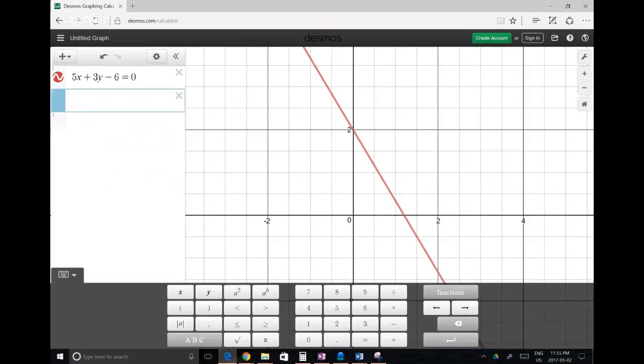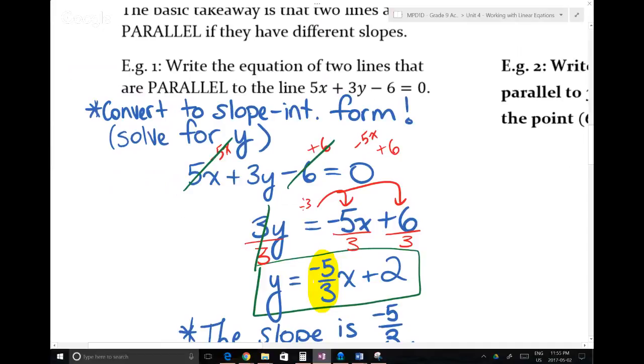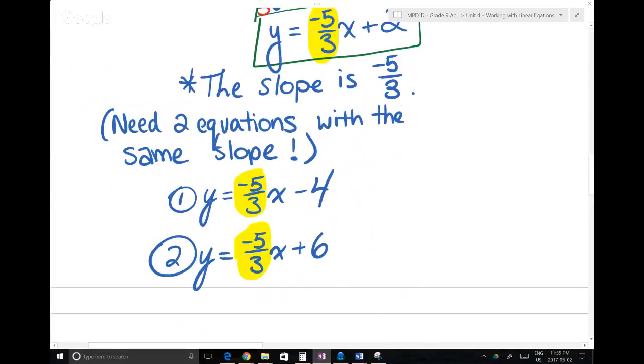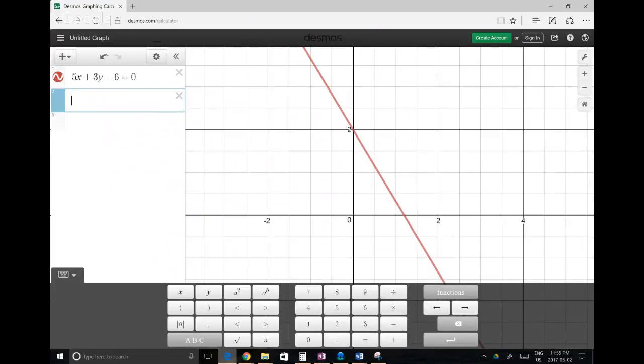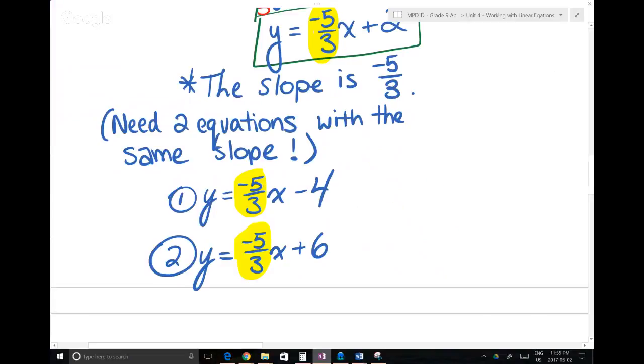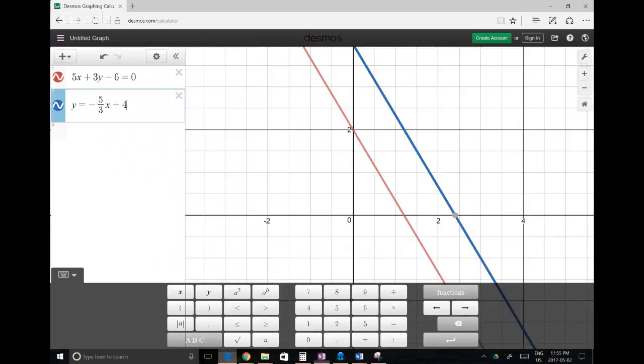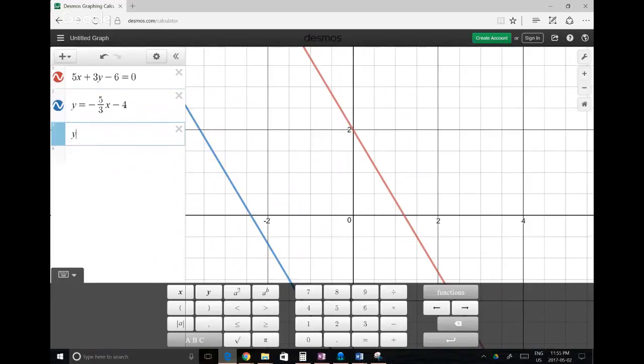And then I should be able to put my two new lines on there, and they should be parallel. So y equals negative 5 over 3x minus 4 was the first one. So y equals negative 5 over 3x plus 4. Oh, minus 4, sorry. Not plus 4, minus 4. And y equals negative 5 over 3x plus 6. And here are my lines.